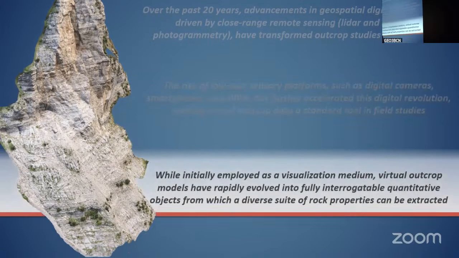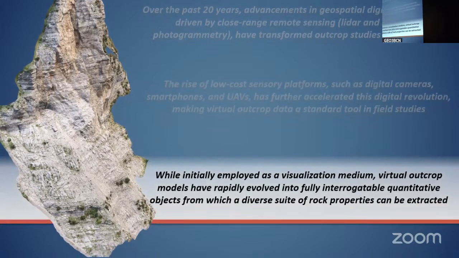outcrops. And at the beginning, I mean 20 years ago, 15 years ago, virtual outcrop models were just visualization tools, just a model that can be visualized and rotated. Now they have become a fully interrogable quantitative object from which we can extract a lot of geological information. So we typically extract bedding, faults, but also attributes such as the reflectance and other kinds of properties that allow to improve the interpretation of geological output.